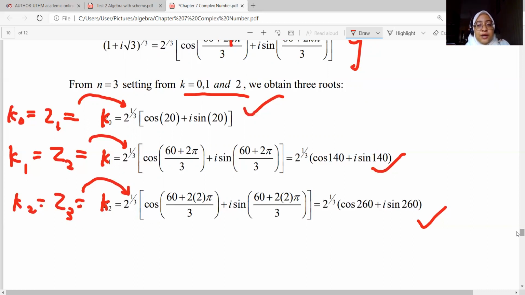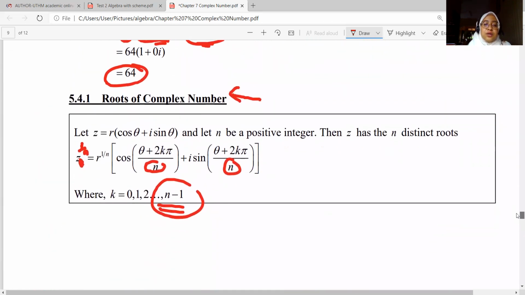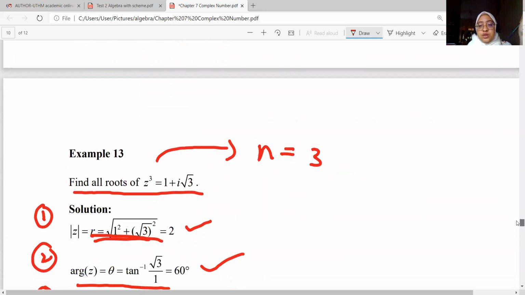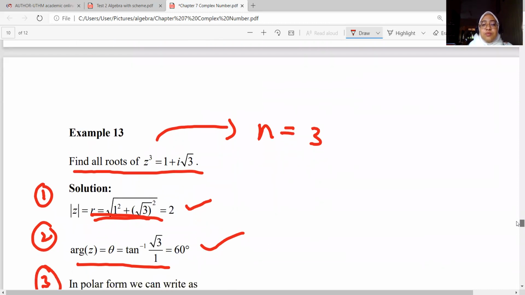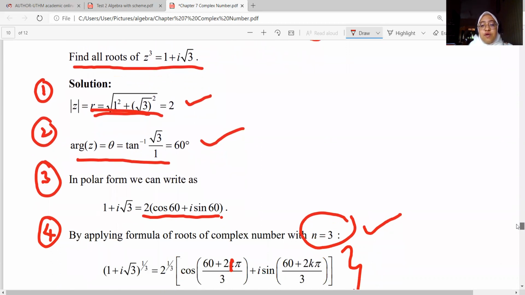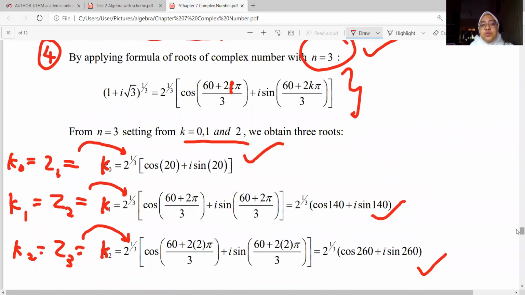So depends pada soalan. Yang pastinya apabila awak nak cari roots of complex number ni, awak kena tahu macam mana nak apply polar form dulu mula-mula. Sebab kita perlu cari z modulus, argument of z, and then masukkan dalam polar form, and then baru kita masukkan dalam formula of roots of complex number. Baru nak cari nilai roots, kita masukkan nilai n dan juga k tadi.